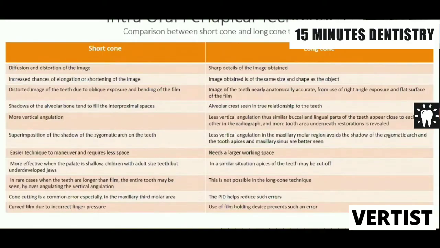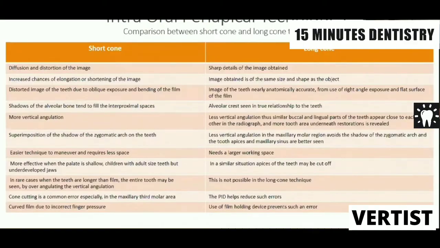Short cone, the shadow of the alveolar bone may be seen. Long cone, the alveolar crest is seen in its true relation to the teeth. In short cone, increased vertical angulation, whereas in long cone, less vertical angulation. Because of this, the buccal and lingual parts of the teeth are close to each other on the radiograph, and more tooth area under the restoration can be seen. In short cone, superimposition of the shadow of the zygomatic arch often occurs, so you are unable to see the periapical region, especially in the upper first molar region. This does not occur in the long cone technique.